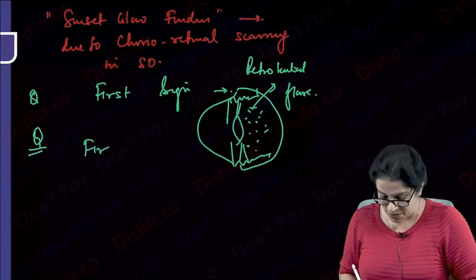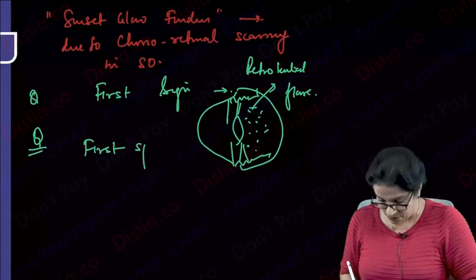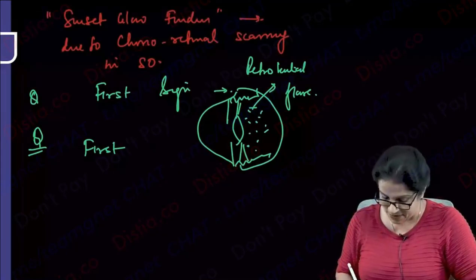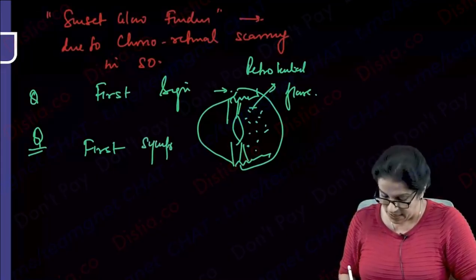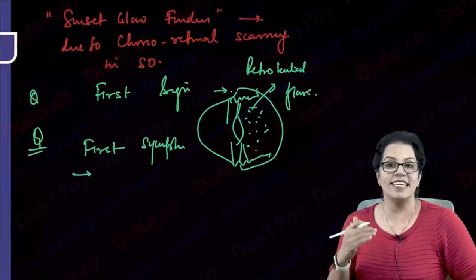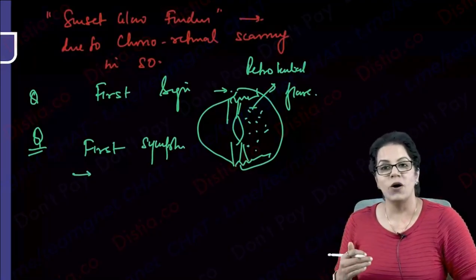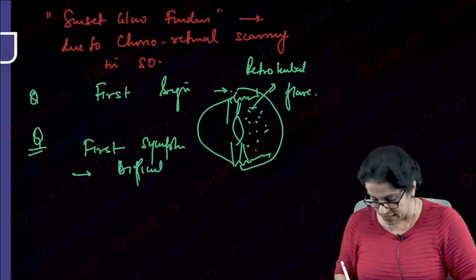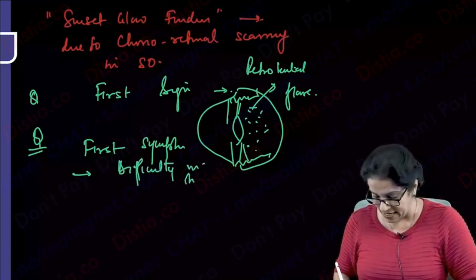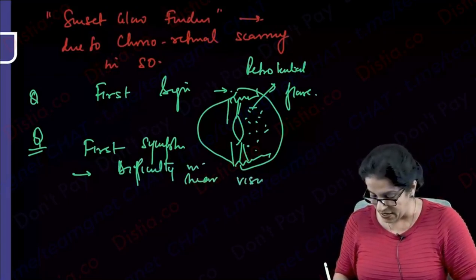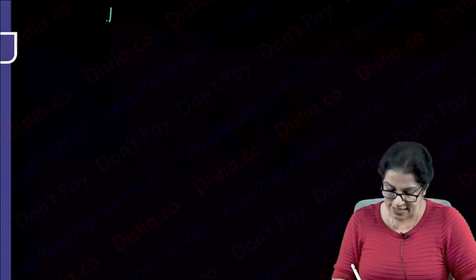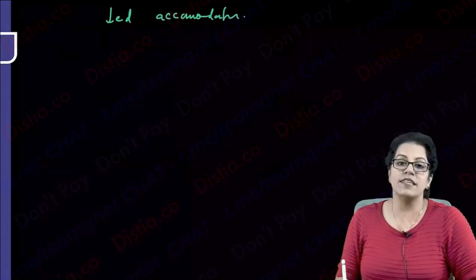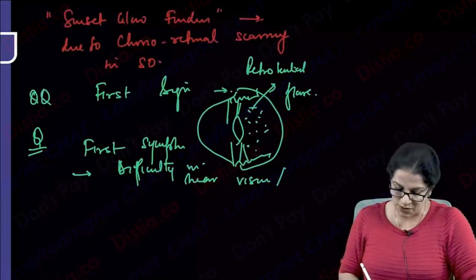So next question, what is the first symptom? Oh, first sign was what? Retrolental flare. My question is, what is the first symptom? First symptom now you will answer is difficulty in near vision or decreased accommodation. So we are going to answer difficulty in near vision or decreased accommodation. Got it? These are actually double Qs. They are not Qs, they are repeated questions.